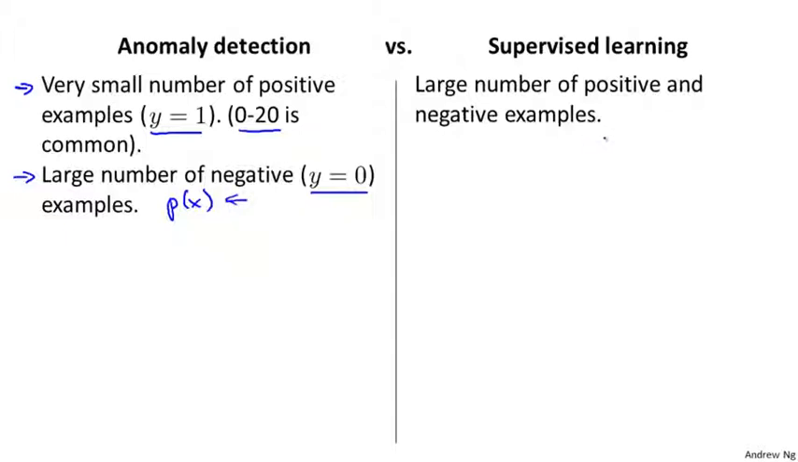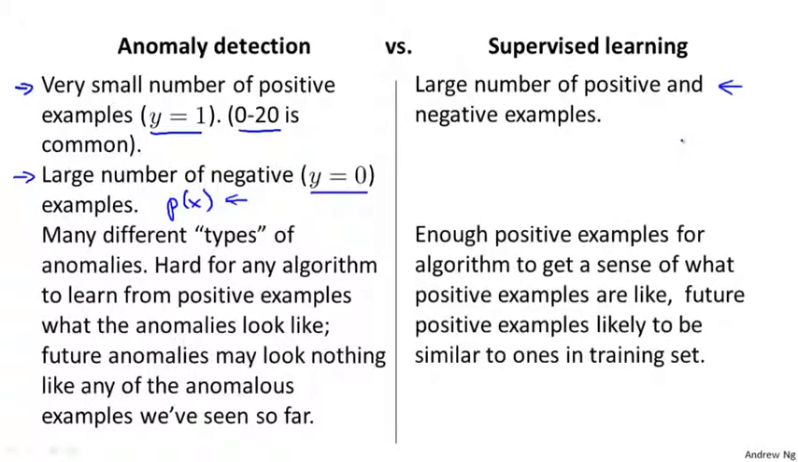In contrast, for supervised learning, more typically we would have a reasonably large number of both positive and negative examples. And so this is one way to look at your problem and decide if you should use an anomaly detection algorithm or a supervised learning algorithm. Here's another way that people often think about anomaly detection algorithms.